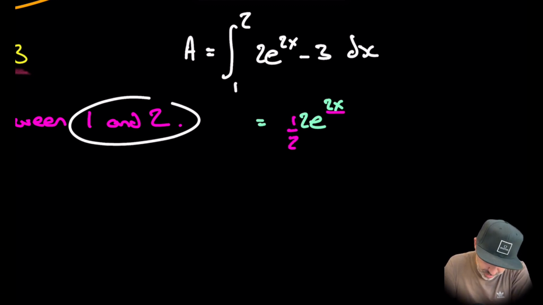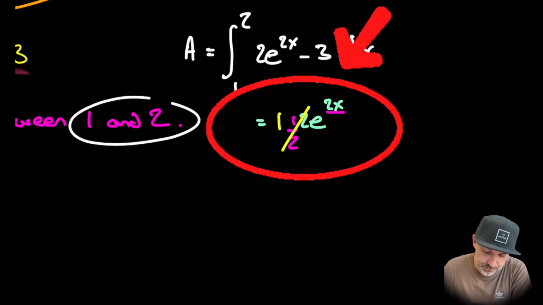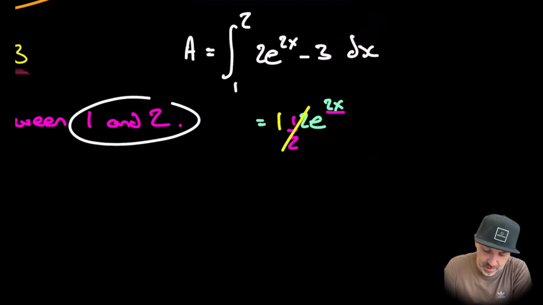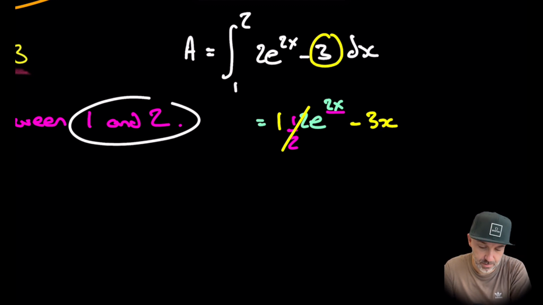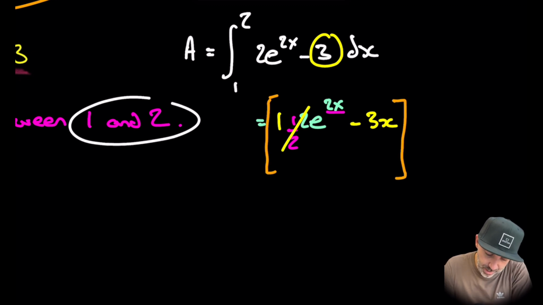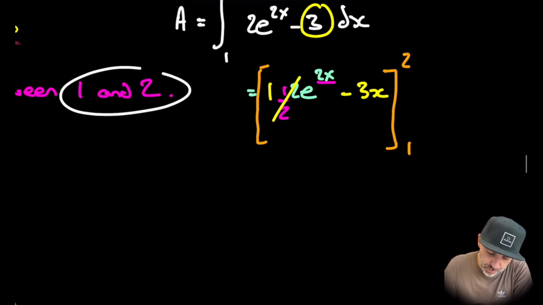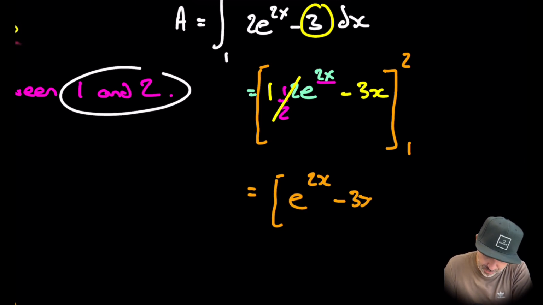So when we do that, the half times the 2 will actually cancel, resulting in 1. So that's very handy. And minus 3x, because when we integrate this, we add 1 to the power, so that will make that 3x. And then we've got our square brackets and our limits 2, 1. I will just write that out again, so you can see a little bit clearer what's going on. e to the 2x minus 3x, close brackets, 2, 1.